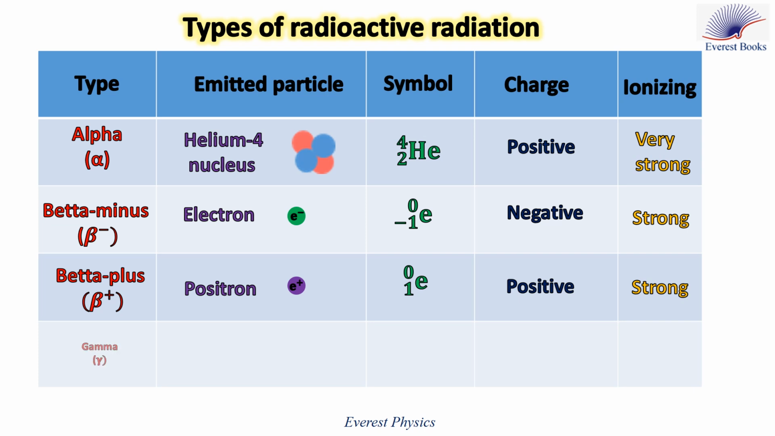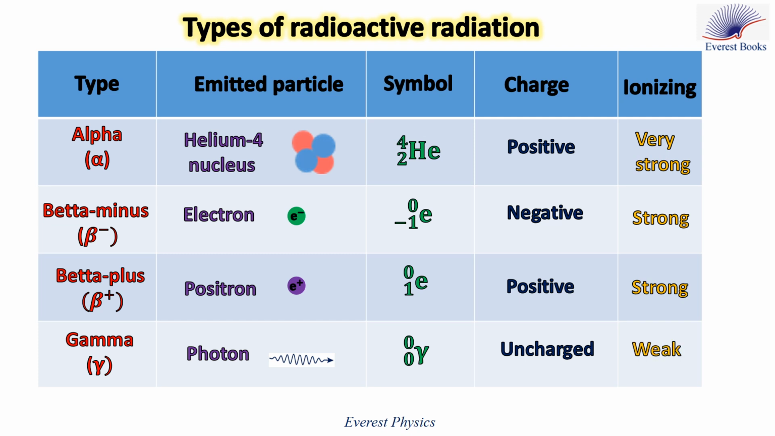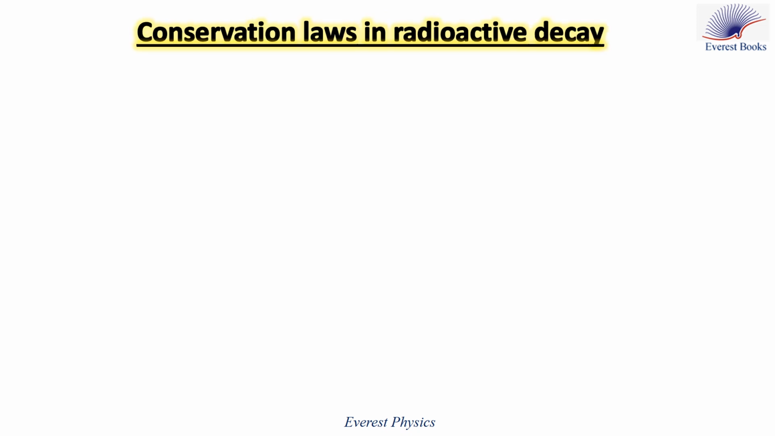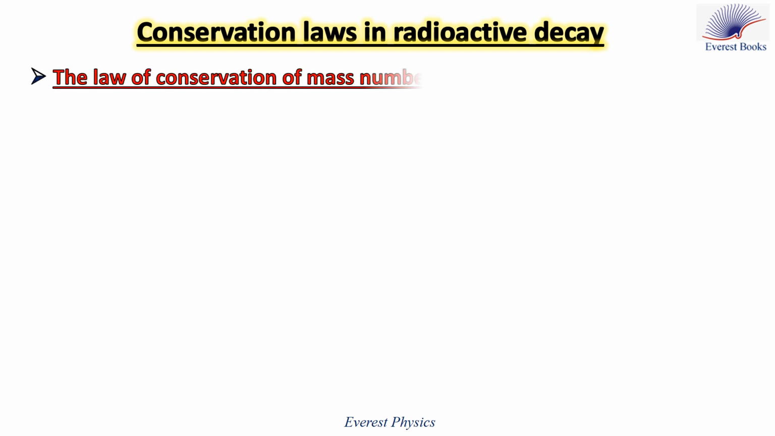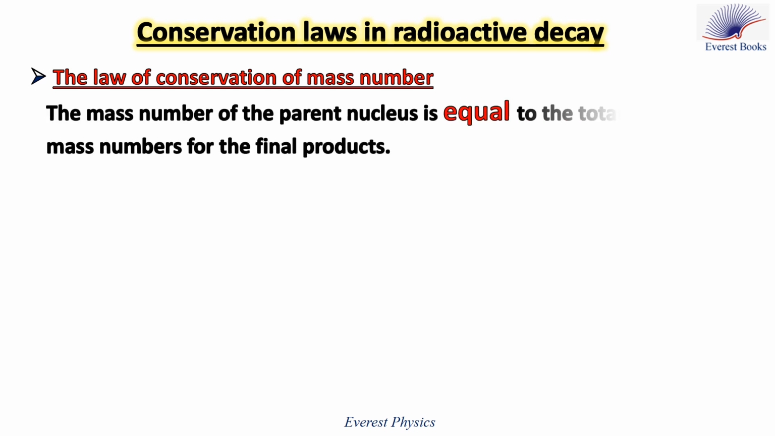The last particle is the gamma photon. Gamma photons are just electromagnetic radiation. The symbol is gamma-0-0. They are uncharged and they have weak ionizing power. We will introduce 3 laws of conservation. The first law is the law of conservation of mass number. The mass number of the parent nucleus is equal to the total of the mass numbers for the final products.